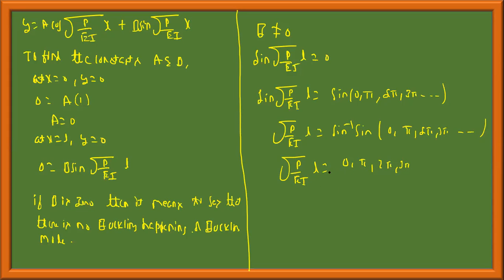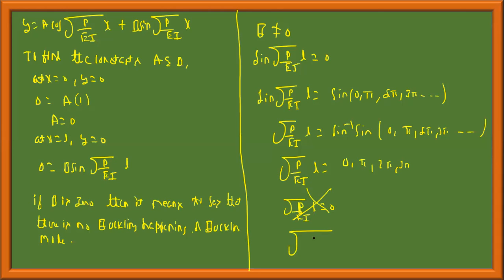If I assume root P by EI into L is equal to 0, it means that my load is equal to 0 and there is no deflection at all, no buckling at all. Length cannot be 0, so P is equal to 0. Load is not applied, therefore this condition is ruled out.